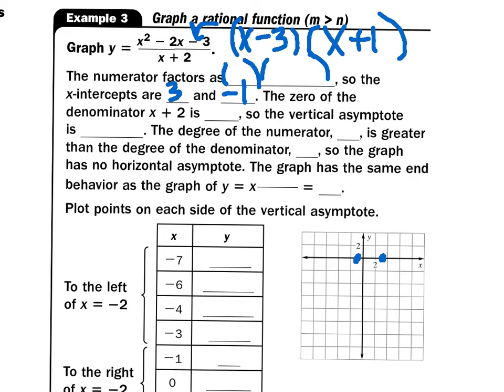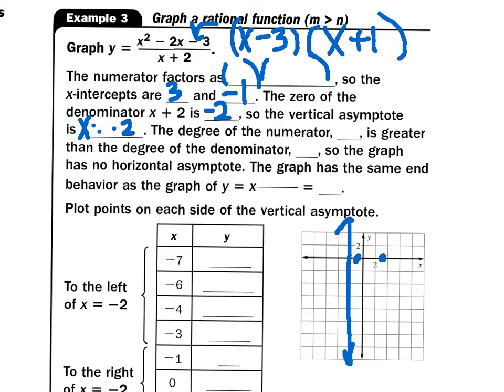Alright, the zeros of the denominator, x plus 2. What's the only number I can put in there to make that a 0? Negative 2. So the vertical asymptote is at negative 2. Right here. So my graph cannot cross that line. So x equals negative 2.